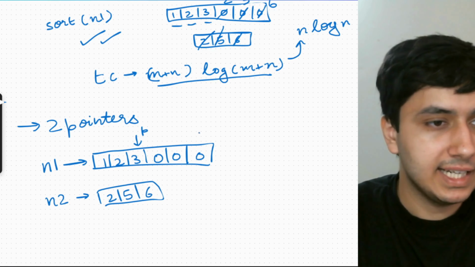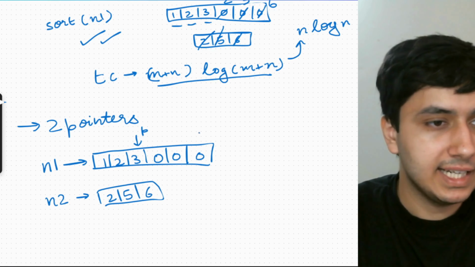Okay, so we're not supposed to put p1 here. We'll make this as p1 and we'll keep this as p. Now what we're supposed to do is compare p1 and p2, and whichever one is greater, we'll place it at p.